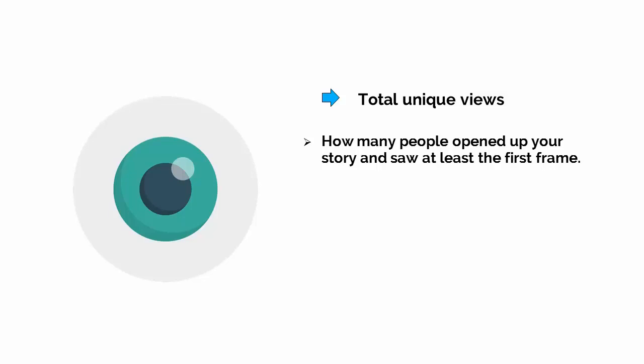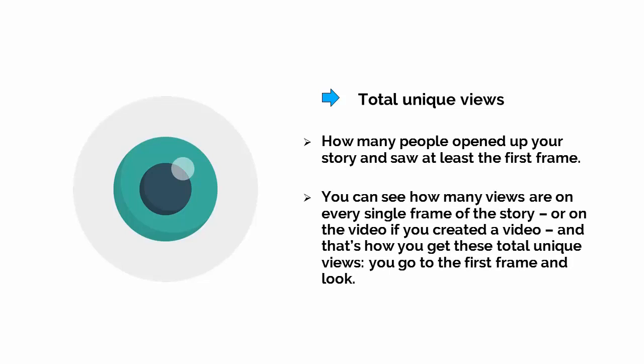The thing about stories is that you can see how many views are on every single frame of the story, or of the video if you created a video. And that's how you get these total unique views. You go to the first frame and look.